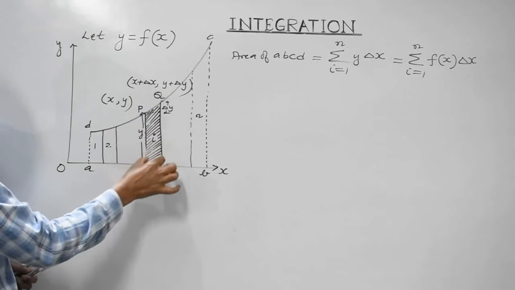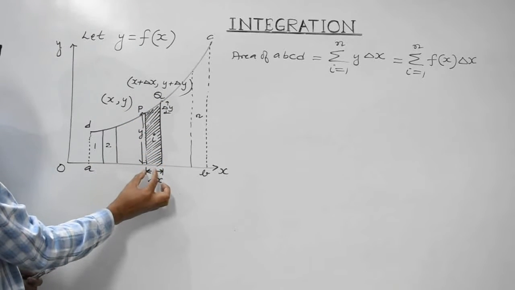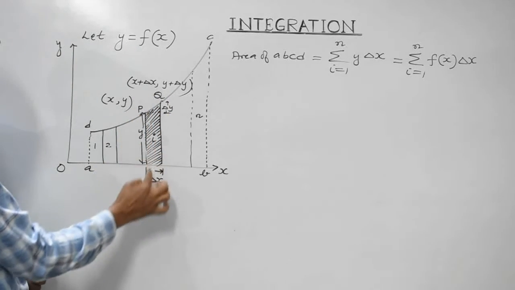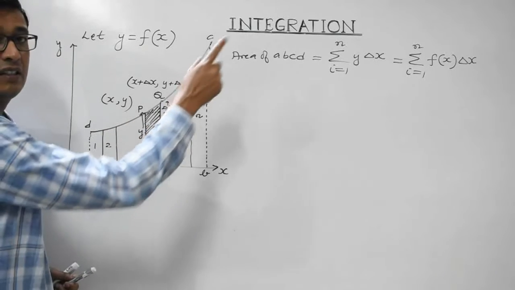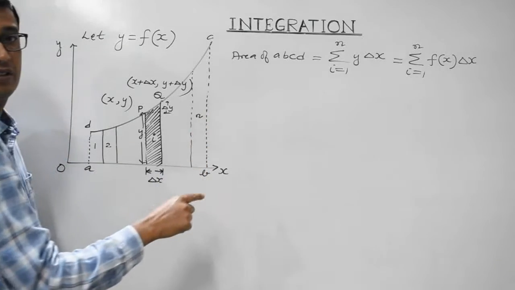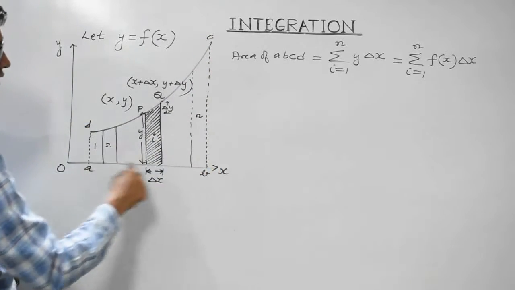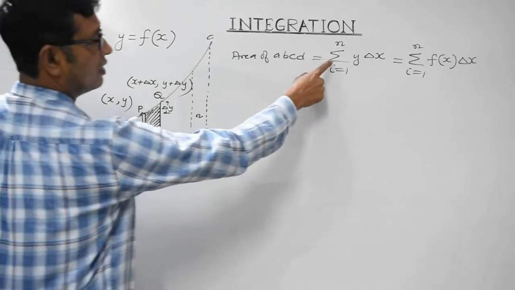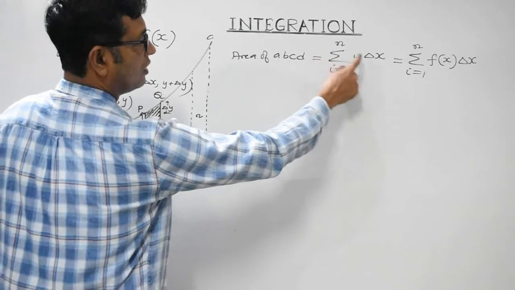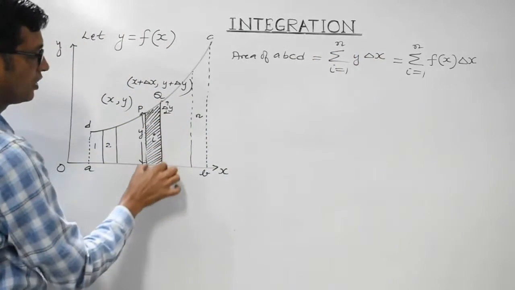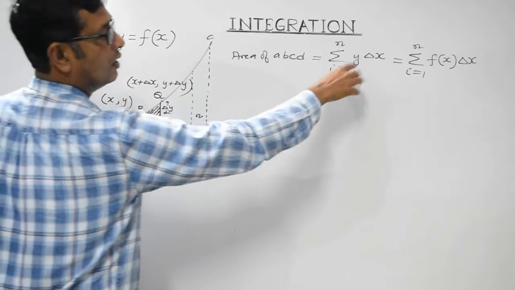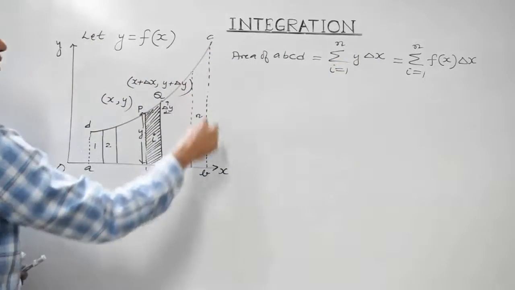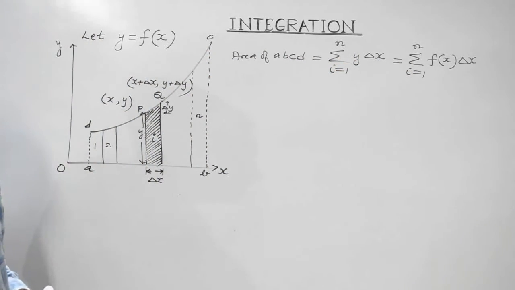This is any arbitrary rectangular strip having width of del x and length of y, right? If you find the area of this rectangular strip and then do the summation, that will give us the total area of this portion. That is what we have done. Summation i equals 1 to n. Area of this one arbitrary rectangular strip is y into del x. y can be written as f(x). So that will give us the area of this entire portion, right?